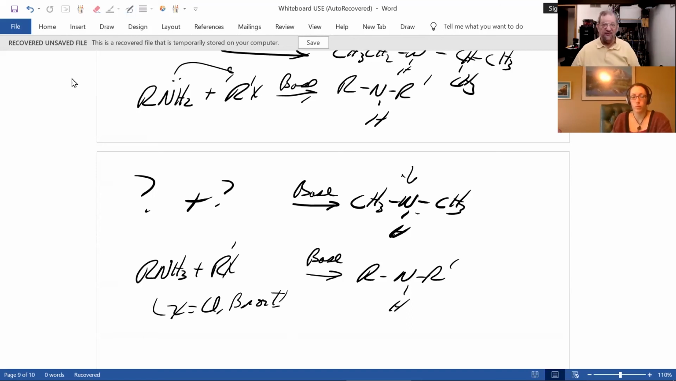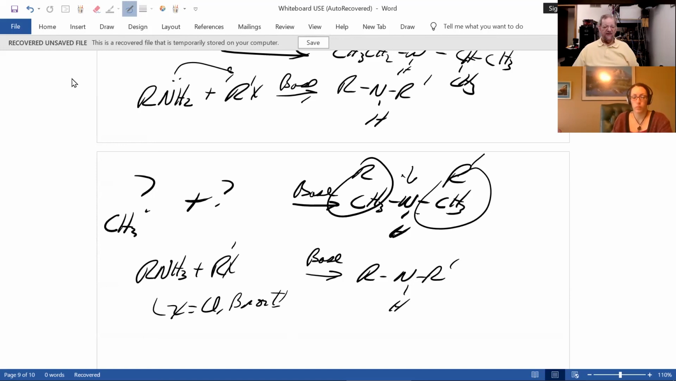Remember, X can be chlorine, bromine, or iodine. By the way, this is synthesis. It's the fun part of organic chemistry. And one of these I'll call R prime, the other I'll call R. And therefore, if that's true, R is methyl. So this would be my amine. That should be a 2.